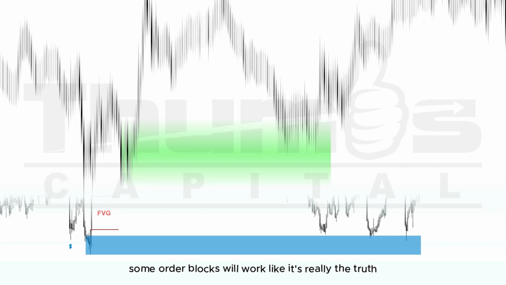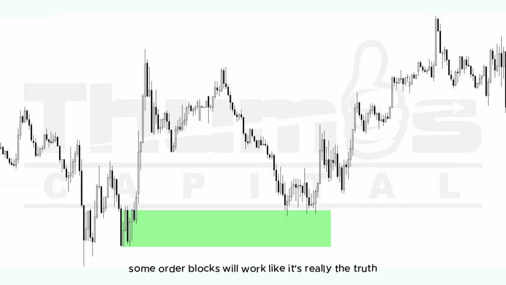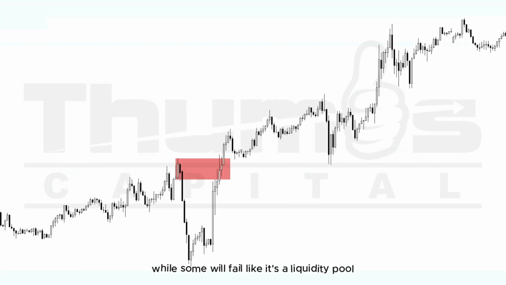No wonder some order blocks will work like it's really the truth, while some will feel like it's a liquidity pool. Does that mean these are not really order blocks, but just some marketers and forex educators coining words to entice unsuspecting customers? In this video, we will look into real order blocks.